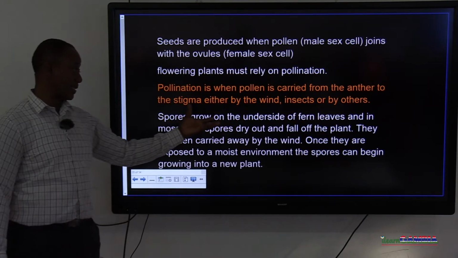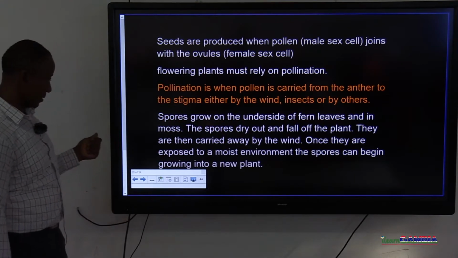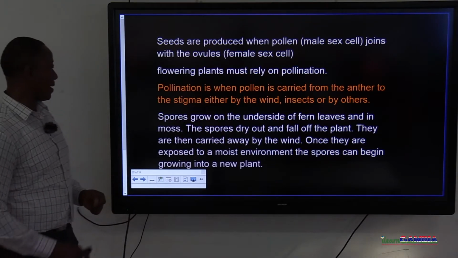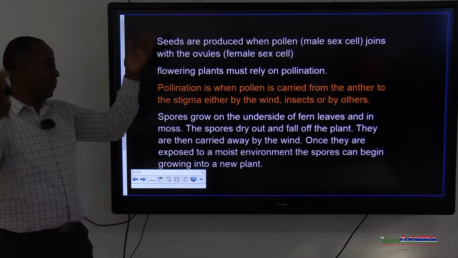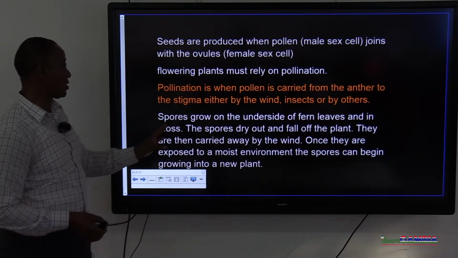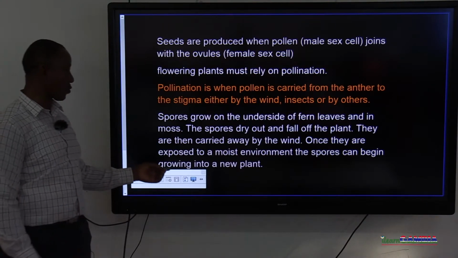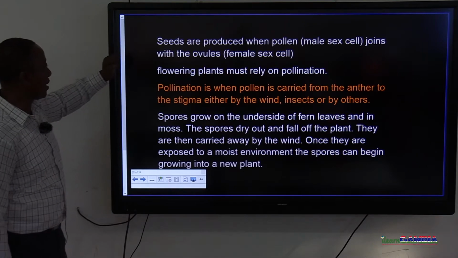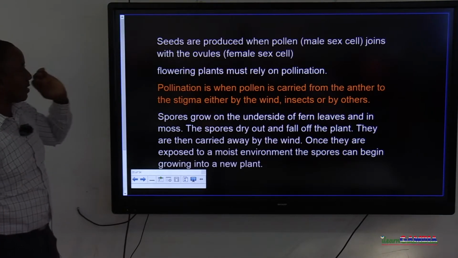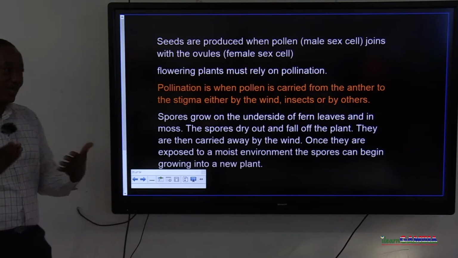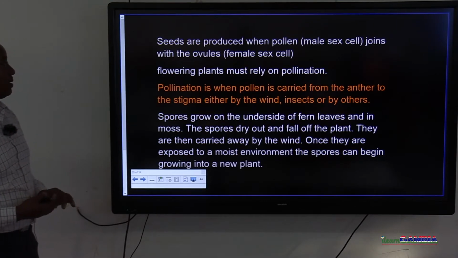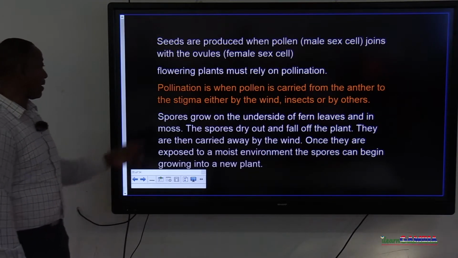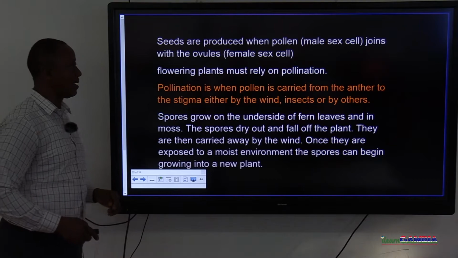Spores grow on the underside of fan leaves and in moss. The spores dry out and fall off the plant. They are then carried away by the wind. So once they are in the wind, exposed to a moist environment, the spores can begin growing into a new plant. But for the seed plants, they require the bringing together of the male and the female sex cell so that they can join and form a new seed. And that process, we refer to it as pollination.